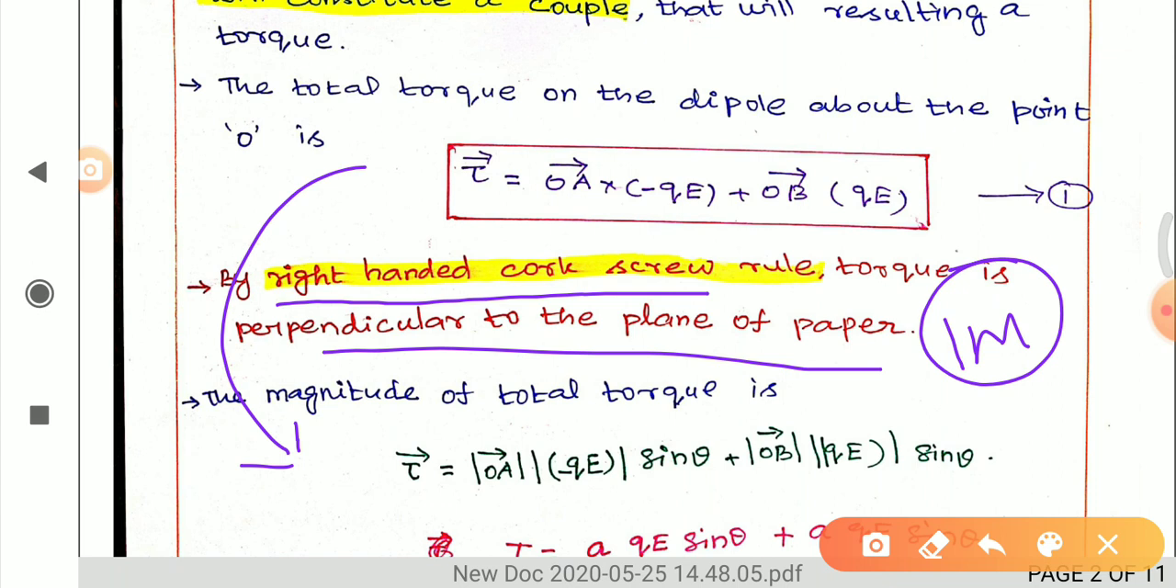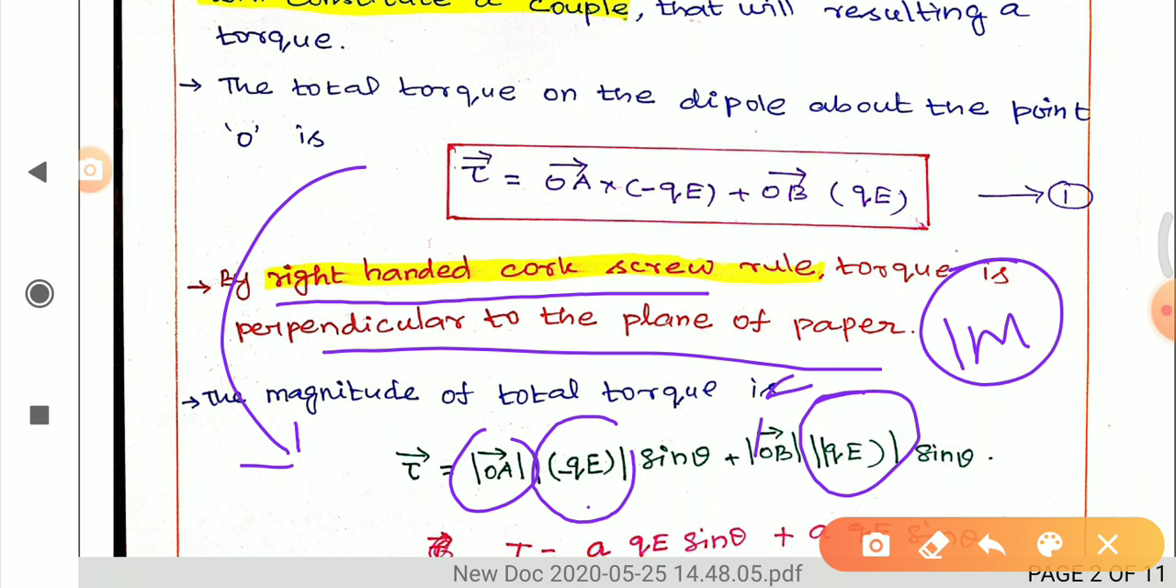Tau vector is equal to, here we are going to calculate the tau. To find the tau, we have to calculate the magnitude of the force and its perpendicular distance. So the magnitude of the force is the modulus of minus QE. OA vector is the distance between O and A, so it is just a scalar quantity, and we are taking the magnitude. Then due to the positive charge, the magnitude of the force is the modulus of plus QE, and the distance between O and B is a, given by the modulus of OB.